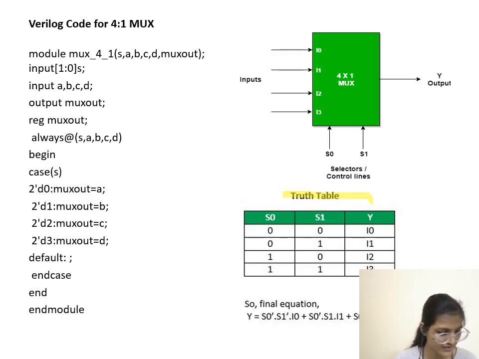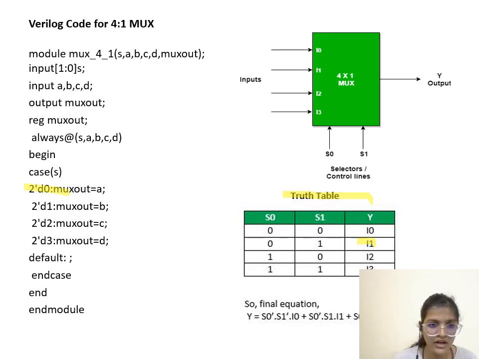So now there are 4 cases. For 2'd0, whenever S is 2'd0, which means the S0 and S1 values are 0 0, the output mux out will be assigned the value of input A. And whenever the value is 0 1, the output is assigned to input B, which is I1.